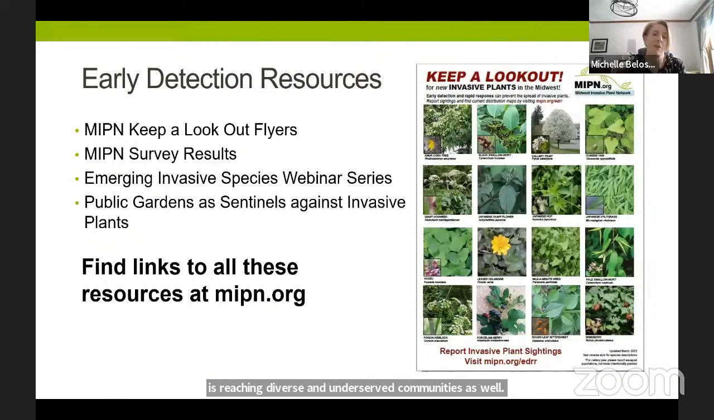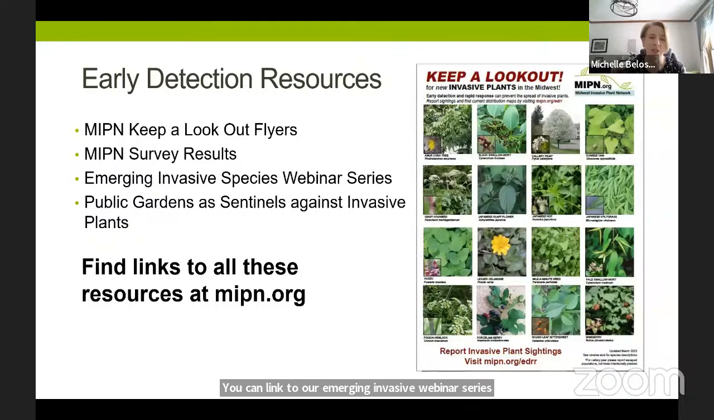So going back again to some available resources, I did want to point out that MIPN updated our Keep a Lookout flyers this year. We have one on terrestrial plants and one on aquatic. Each features 16 high priority plants for early detection. And you can download those from our website. Again, our survey results will be posted there shortly. You can link to our emerging invasive webinar series from last year there.